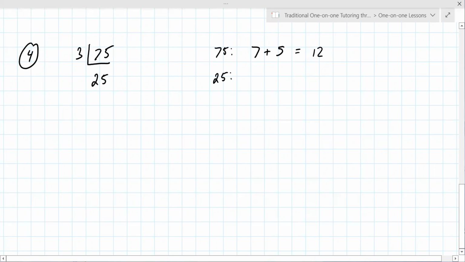Now 25, you always try the number again. You know, try 3 again. But 2 plus 5 is 7. 7 is not a multiple of 3, so it does not work. So you have to go to your next prime number, which is 5. 25 goes into 5, and you get a 1 there. So it's 3 to the power of 1, 5 to the power of 2 for that one.